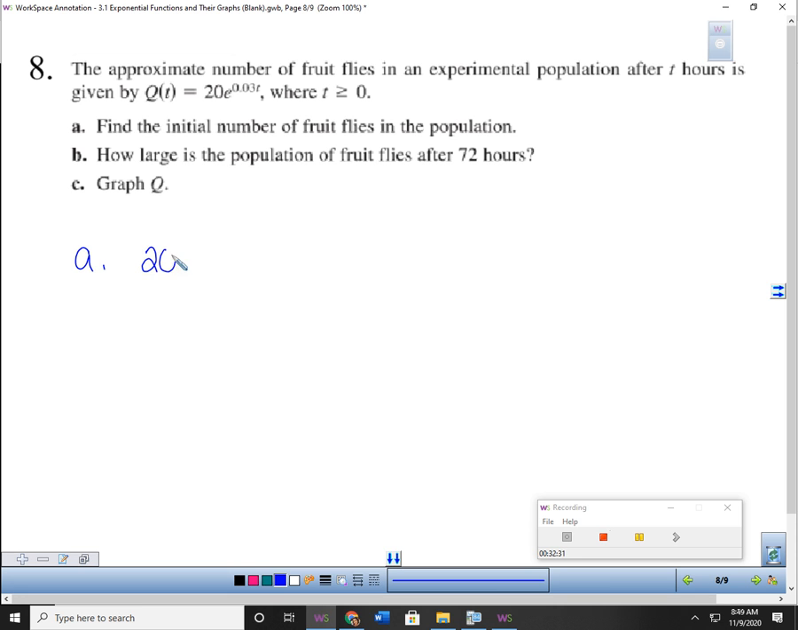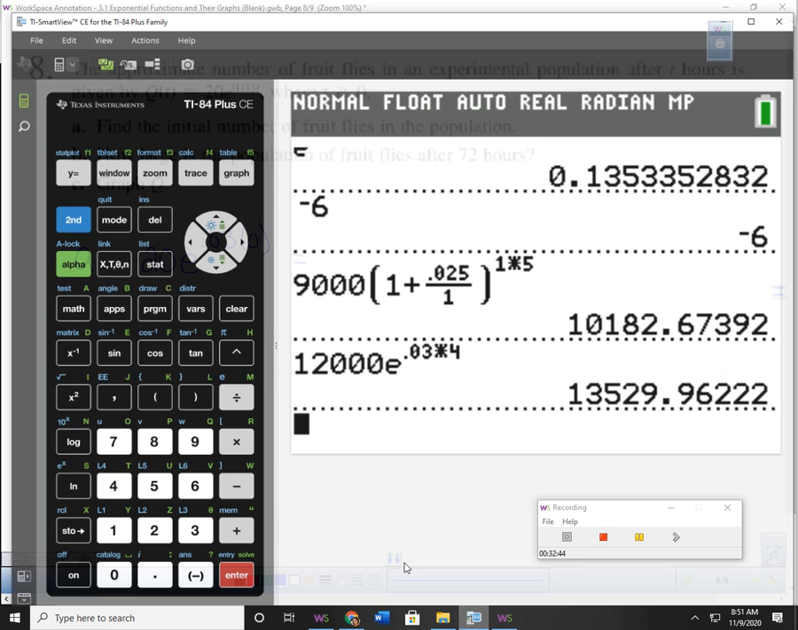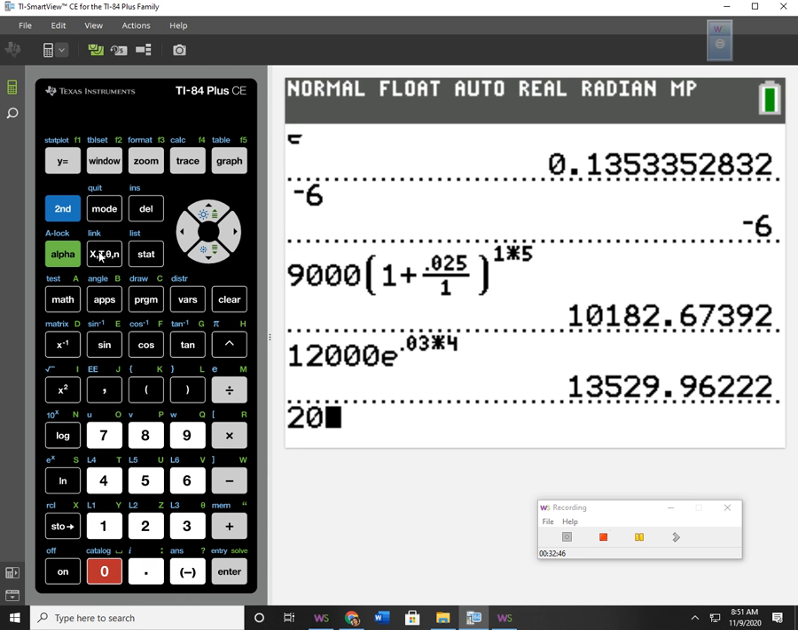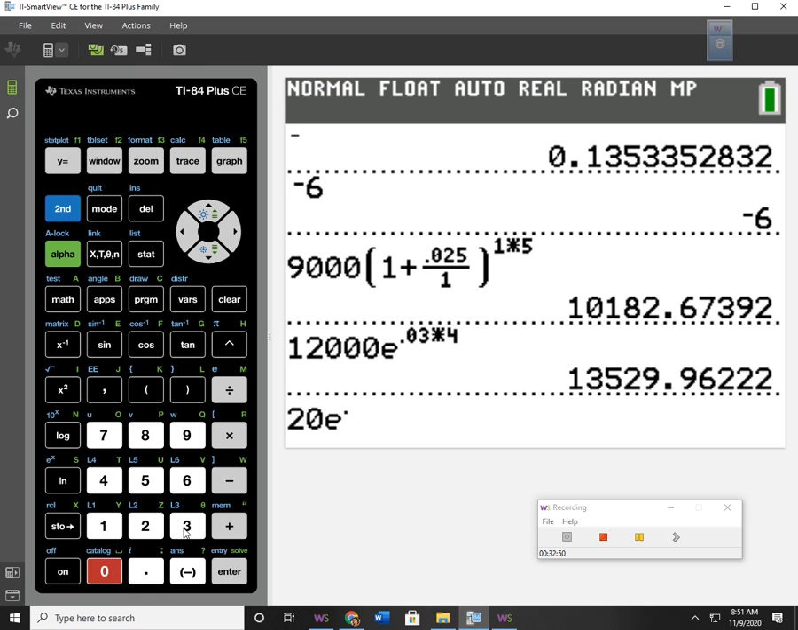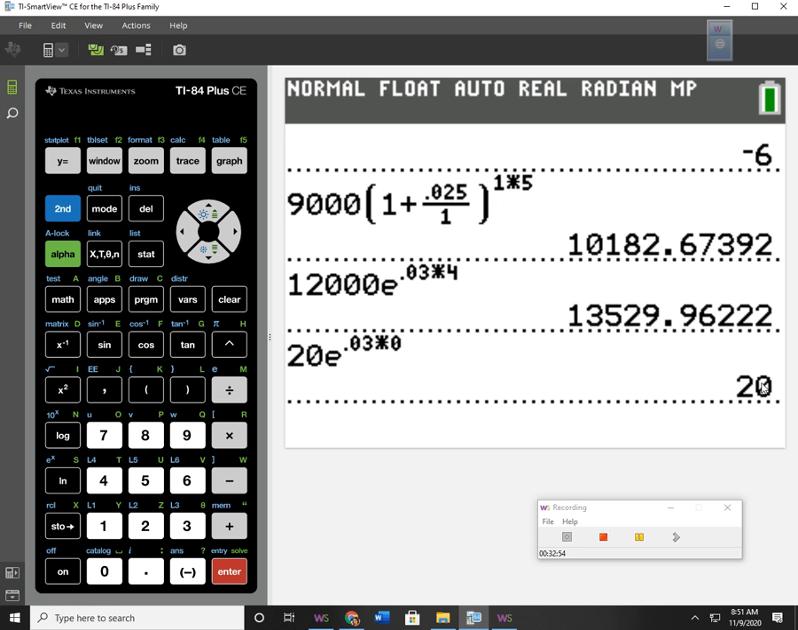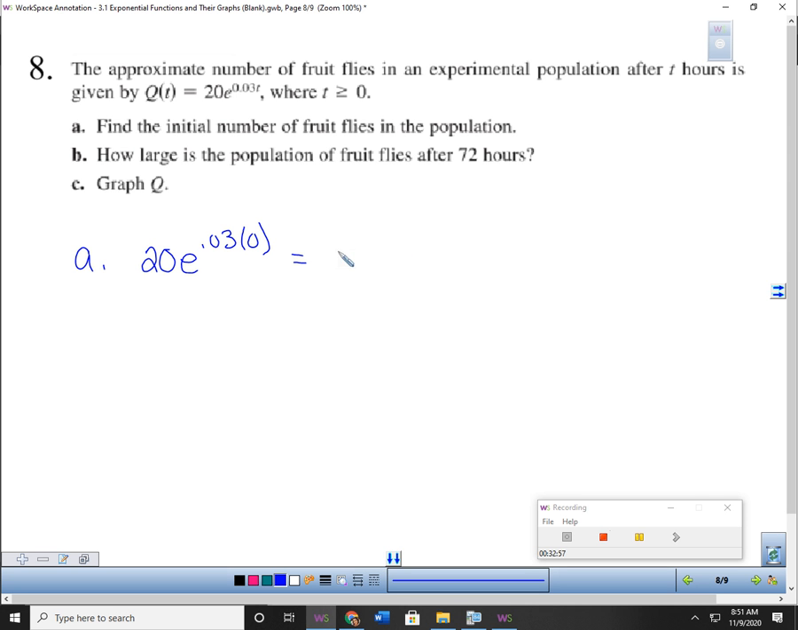So I'm going to plug in 0. So I would have 20 times e to the 0.03 times 0. All right, so if we plug that in, 20 times e to the 0.03 times 0. So initially we had 20 flies.